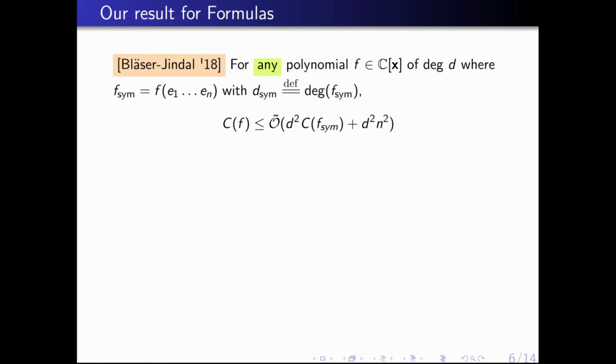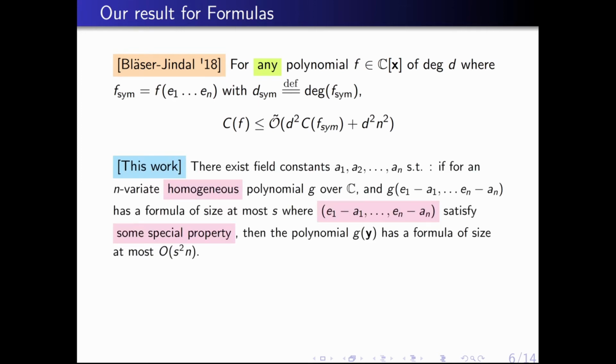The next one is what we proved, that is, there exist field constants a1 to an such that for a homogeneous n-variate polynomial g, if g of e1 minus a1, e2 minus a2 up to en minus an has a small formula, or rather has a formula size of at most s, then the underlying polynomial g of y has a formula size of at most order of s square n. And note that here we pose some constraint on e1 minus a1 to en minus an. They must satisfy some specific property.